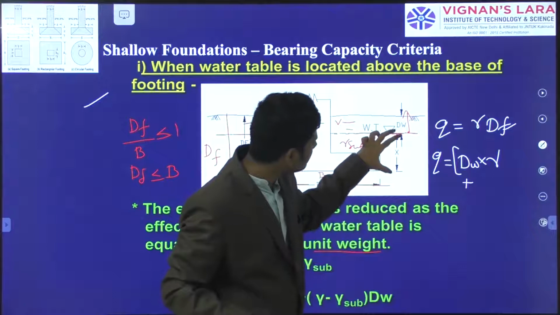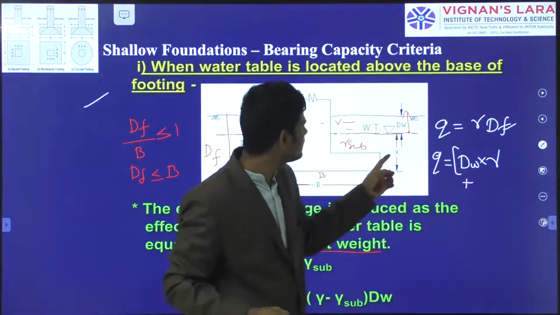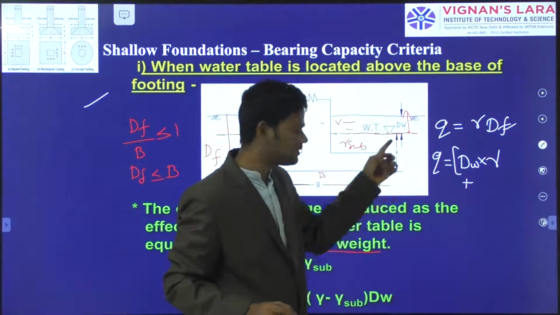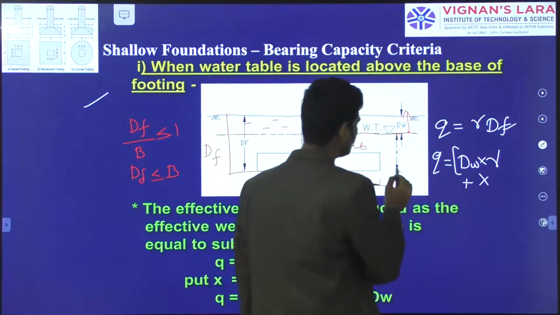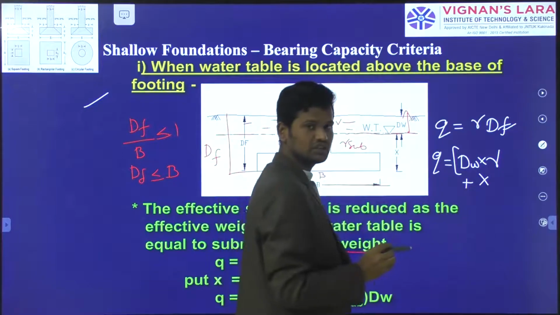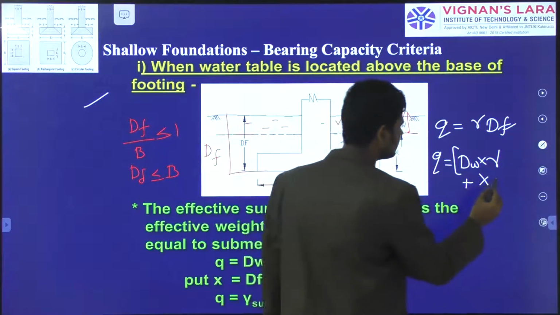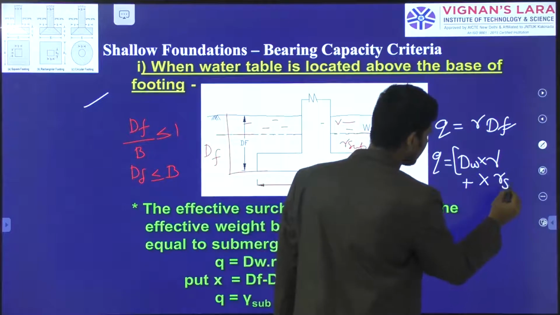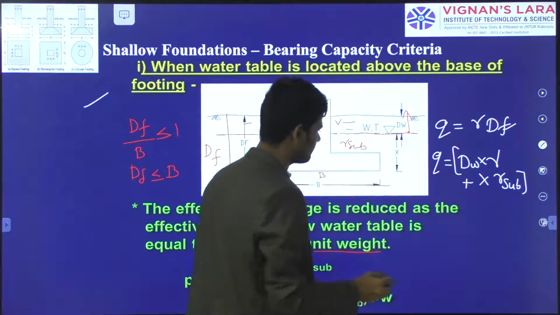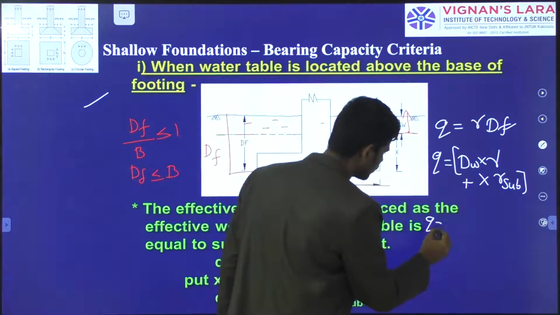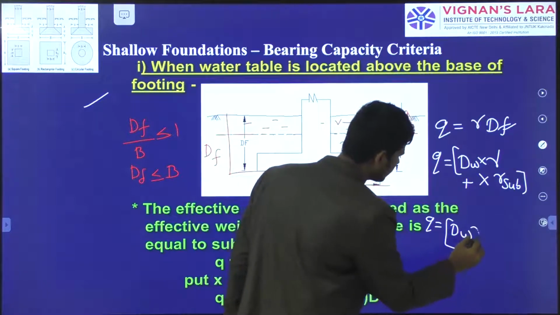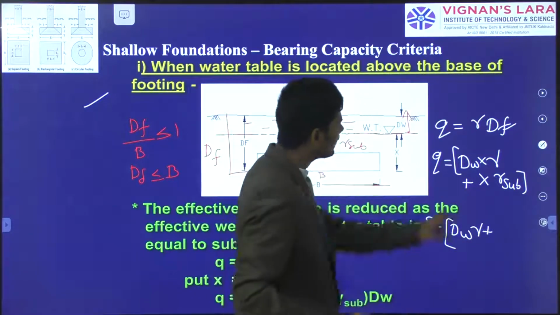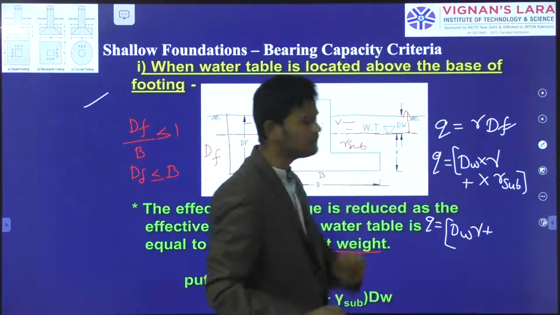Next, the quantities given in the problem are mentioned in this diagram. The depth of the water table below the base of the foundation we take as x. That is x times the unit weight of the soil mass, x into gamma submerged. Again from this I calculate q equal to the depth of water table dw into gamma plus x into gamma submerged, and now I want to calculate this x value.